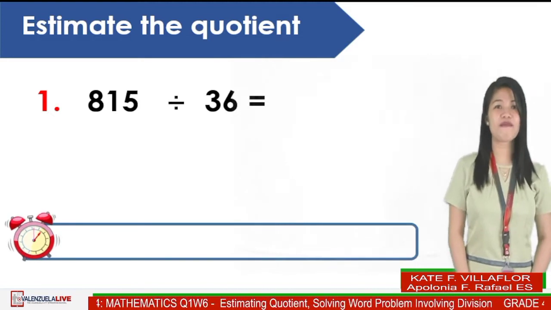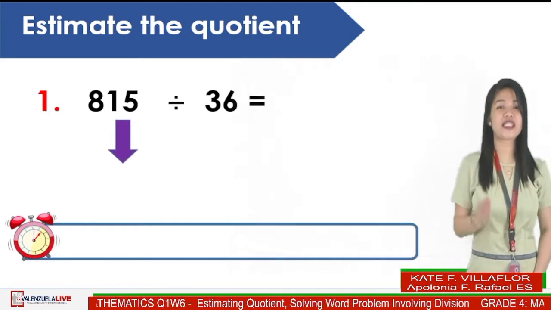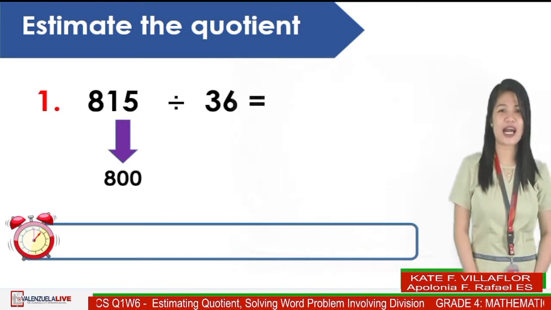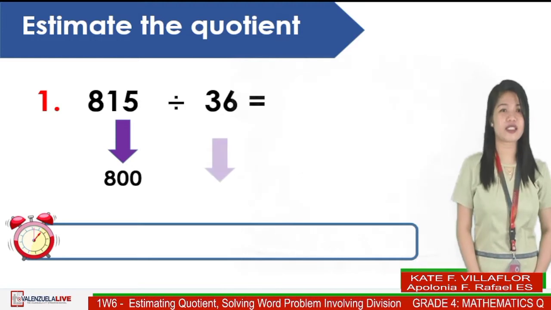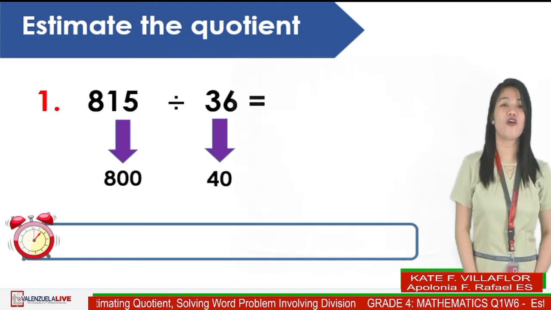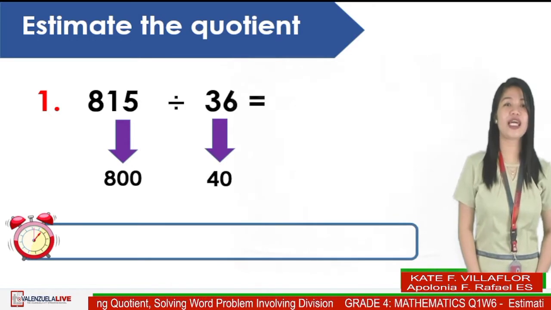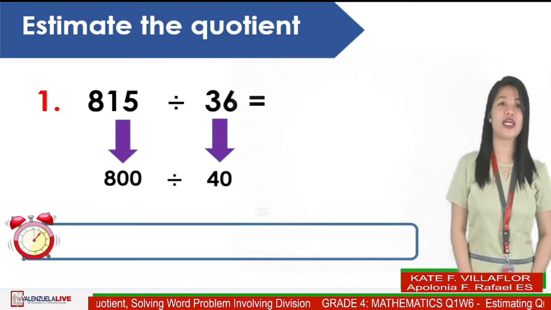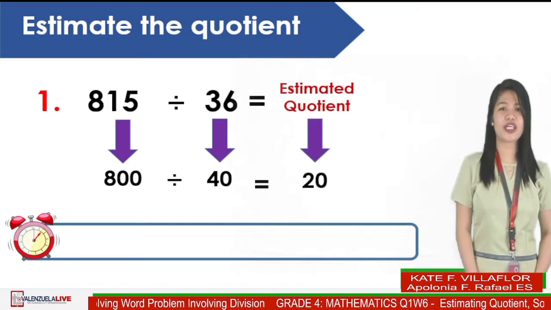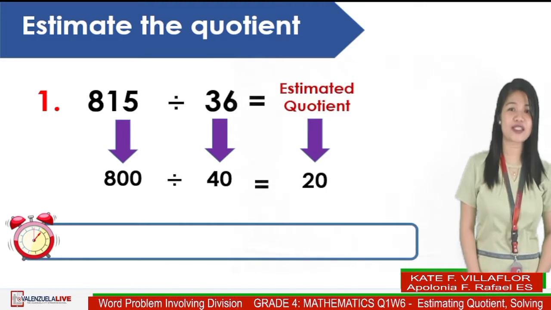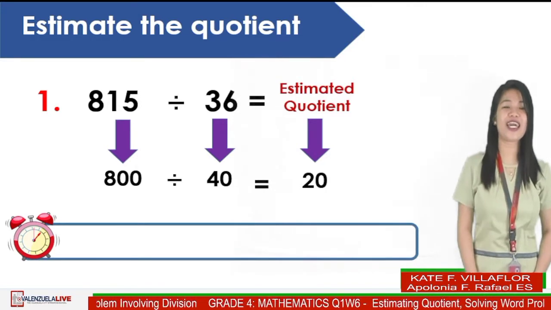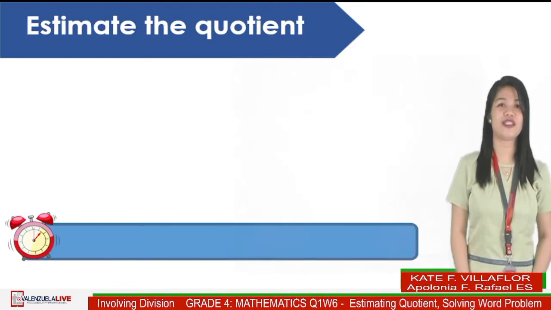Okay, time's up. Let's estimate first the dividend, which is 815. The answer is 800. Very good. And let's estimate the divisor, which is 36. The answer is 40. Then divide 800 divided by 40. The estimated quotient is 20. Very good. You have the same answer, grade 4 pupils. Good job. Okay, let's have number 2.